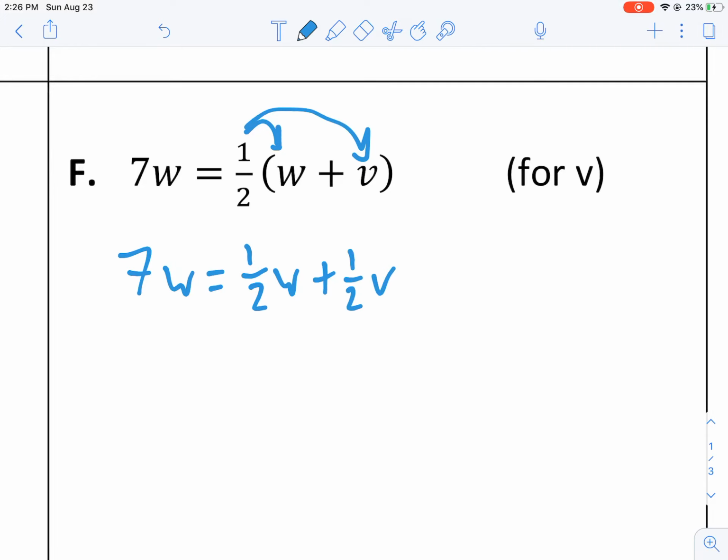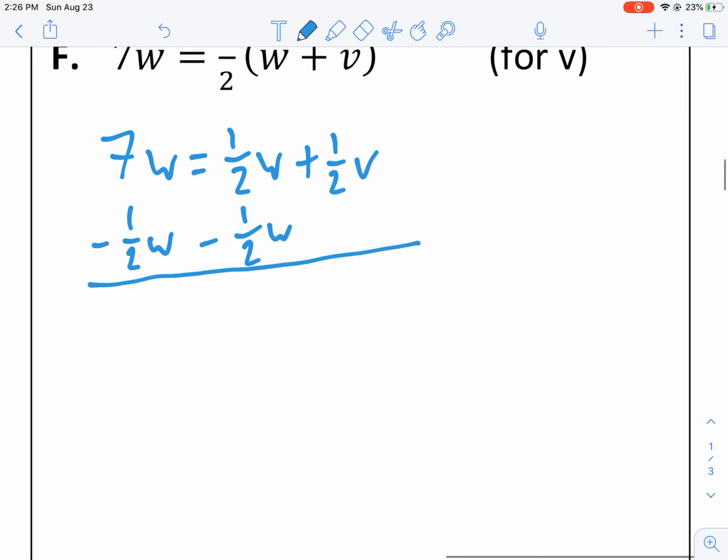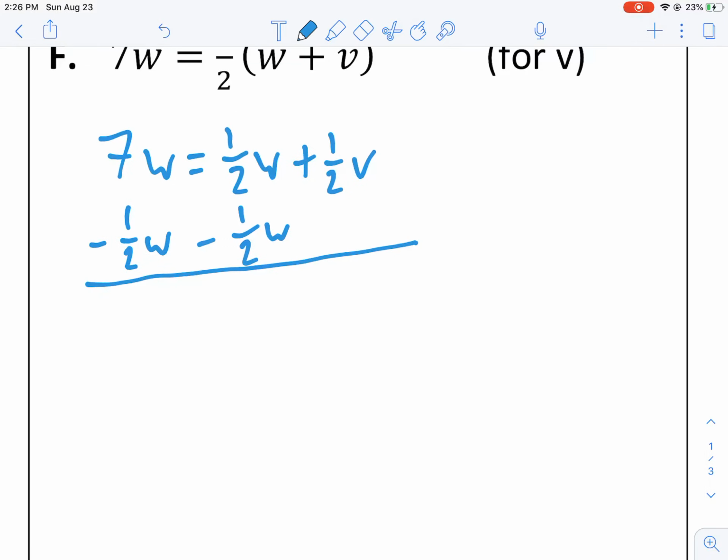We want to get this v by itself, so again we need to subtract this w out of the way, so we're going to subtract 1/2 w from both sides. So what is 7 minus 1/2? Well, 7 minus 1/2 is 6 1/2, so I'm just going to say 6.5w. I was going to turn all of these into decimals to make it easier, but I'm going to leave this as a half. So we've got 6.5w equals 1/2 v.